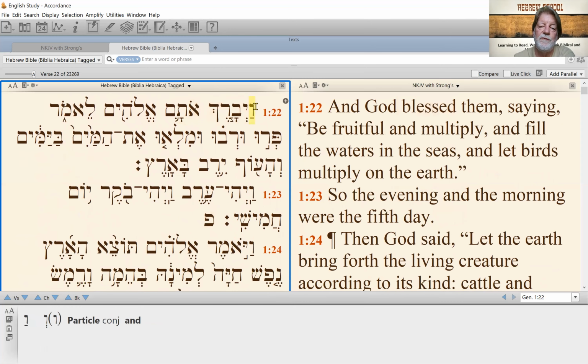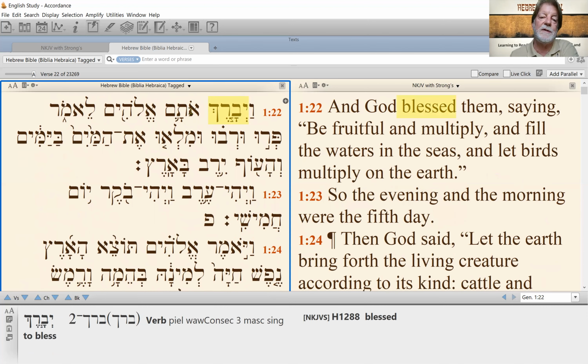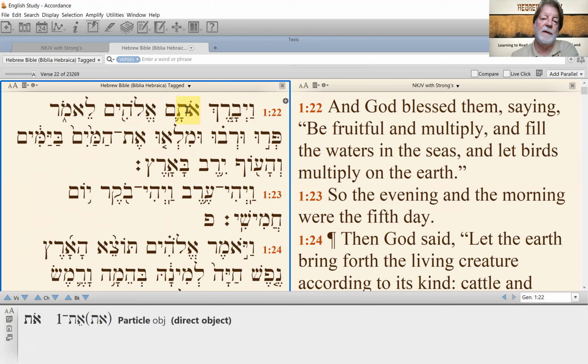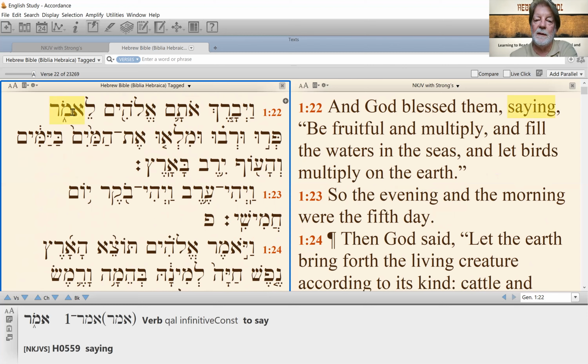Verse 22, vayevarech, he blessed otam, them, he blessed them. Elohim blessed them. Lemor, saying, peru, this is a command. It's like to be fruitful, reproduce.